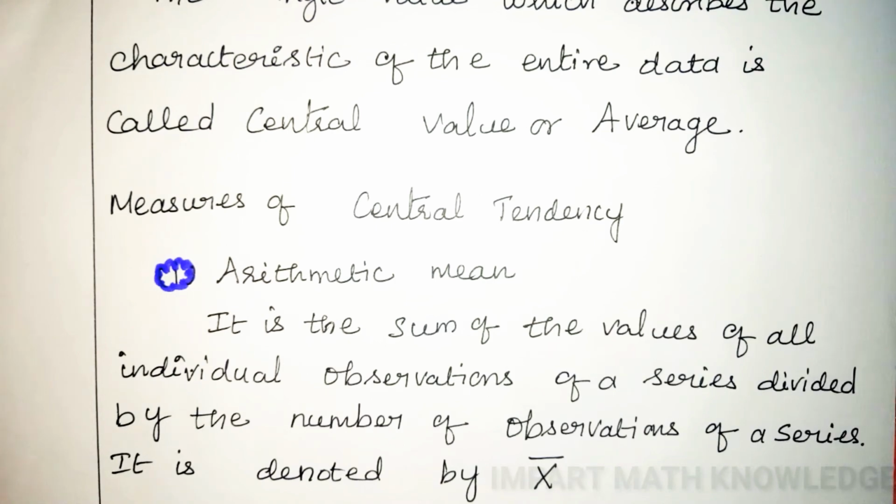Here we are going to discuss arithmetic mean. It is the sum of all the individual observations divided by the total number of observations. It is denoted by the symbol x bar. It is based on all the items, it should not be affected by extreme observations, it is easy to compute, and it is used for further calculations.